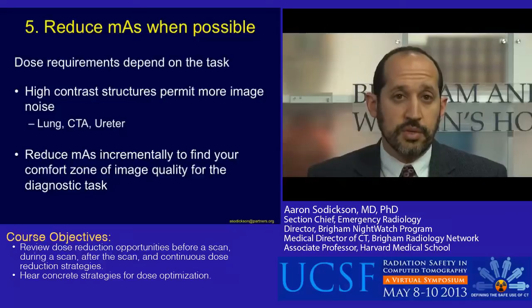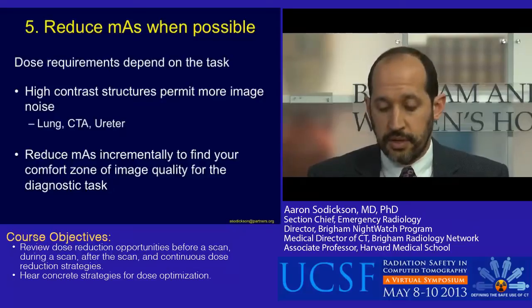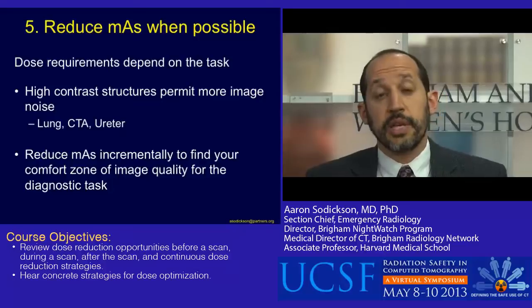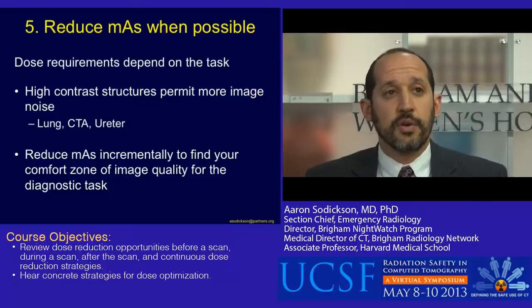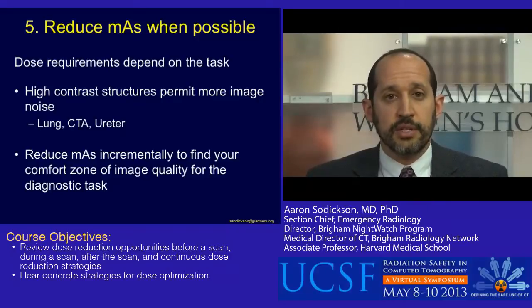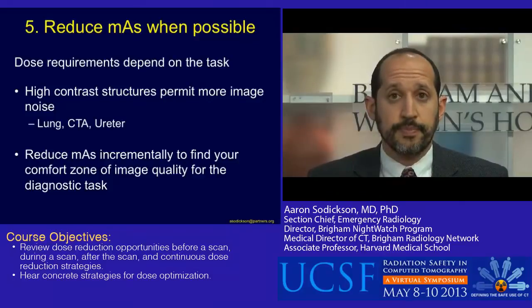purely to find ureteral stones, and when we're looking for alternate diagnoses, we need to tailor our scan towards the entire clinical question. One approach that I've found very helpful here is to reduce mAs incrementally until we find our comfort zone of the image quality we need for the diagnostic task. It's important to include your stakeholders here, the other radiologists in your group, because people have different levels of comfort and people can gradually acclimate to lower dose, noisier images.